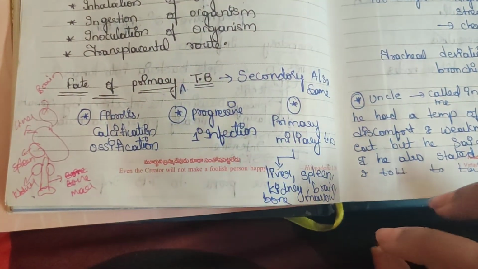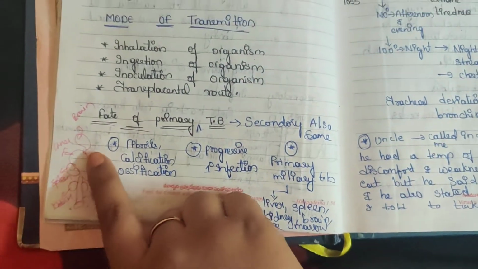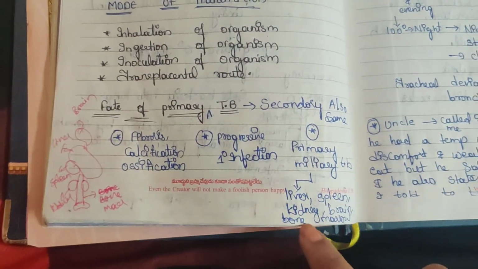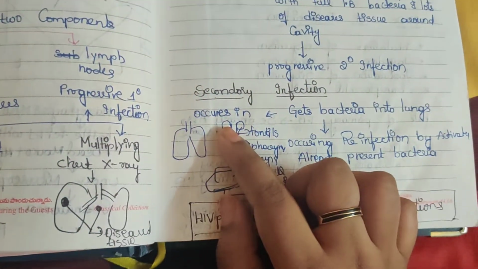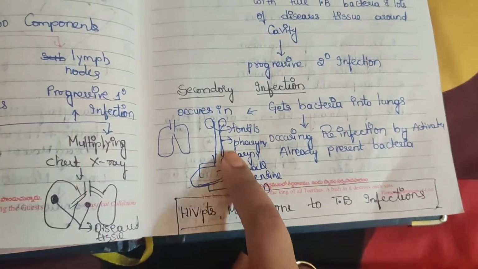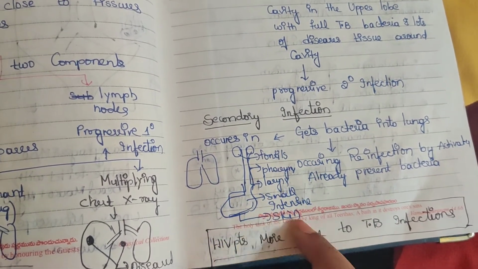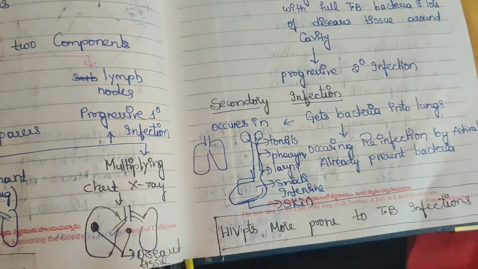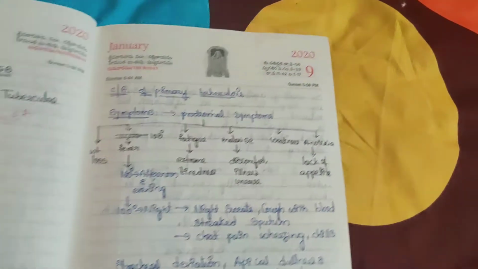Primary miliary tuberculosis means the tuberculosis will enter the liver, spleen, kidney, brain, bone marrow. In secondary infection, the miliary secondary infection occurs in the tonsils, pharynx, larynx, small intestine, skin. Remember this diagram so that you can remember. I have made it like this because you have to remember.